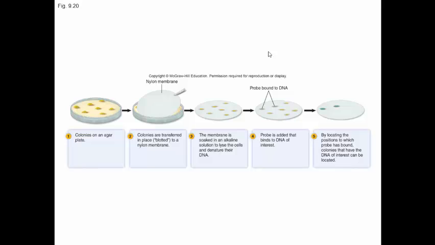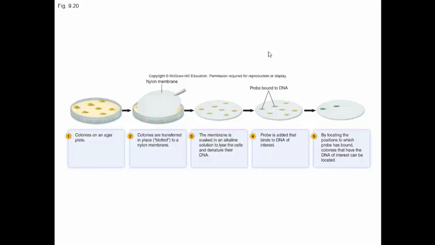But instead of replica plating, we're going to take the colonies and put them onto the nylon membrane. We soak them in an alkaline solution. This will lyse the cells, break open the cells, and it will also denature the DNA. So when we denature the DNA, what have we done? We have separated the two strands of DNA by taking apart their weak hydrogen bonds. And as a result, now you've got single-stranded DNA open and available for the attachment of the probe.